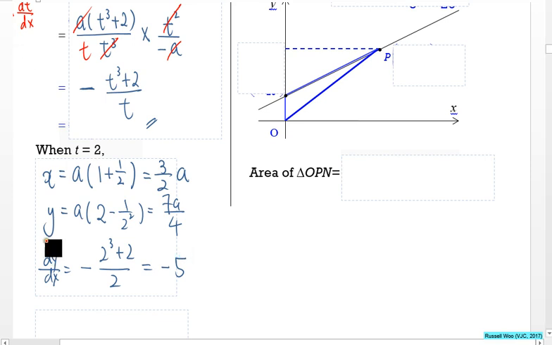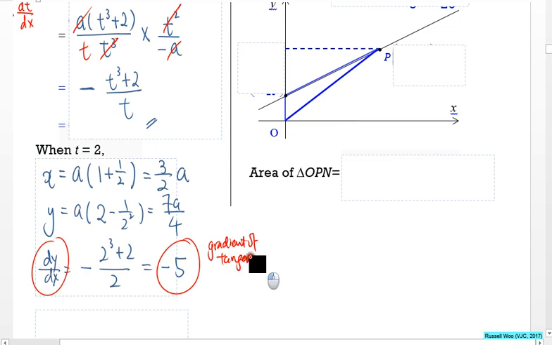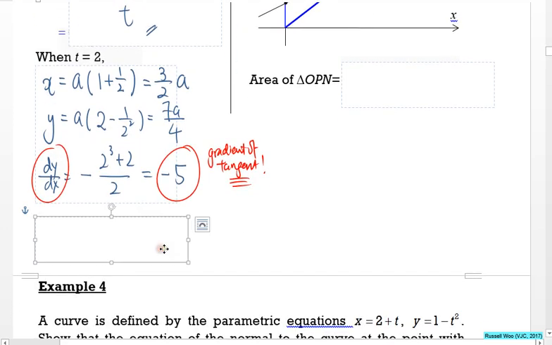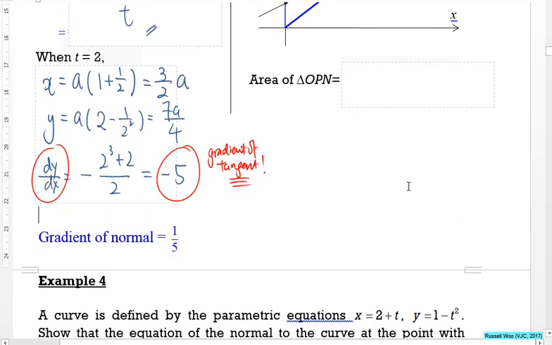Since it is dy/dx, this one is actually the gradient of the tangent. So the gradient of the normal is not this, it's not minus 5. The gradient of the normal is 1 over 5.